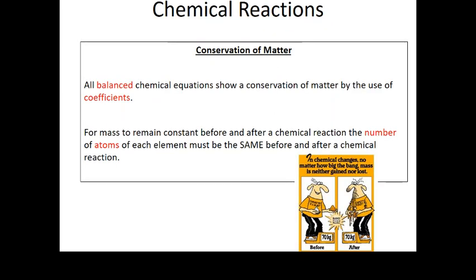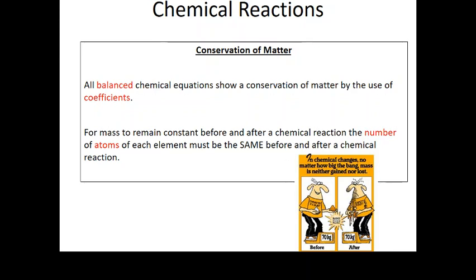So why do we use coefficients? Well, it goes back to the idea of conservation of matter we talked about on the first day of school. Conservation of matter is that we know that mass is never created nor destroyed. So all balanced chemical equations show conservation of mass by using coefficients, those numbers out in front, which we just looked at. For mass to remain constant before and after a chemical reaction, we have to have the same number of atoms before and after the chemical reaction.